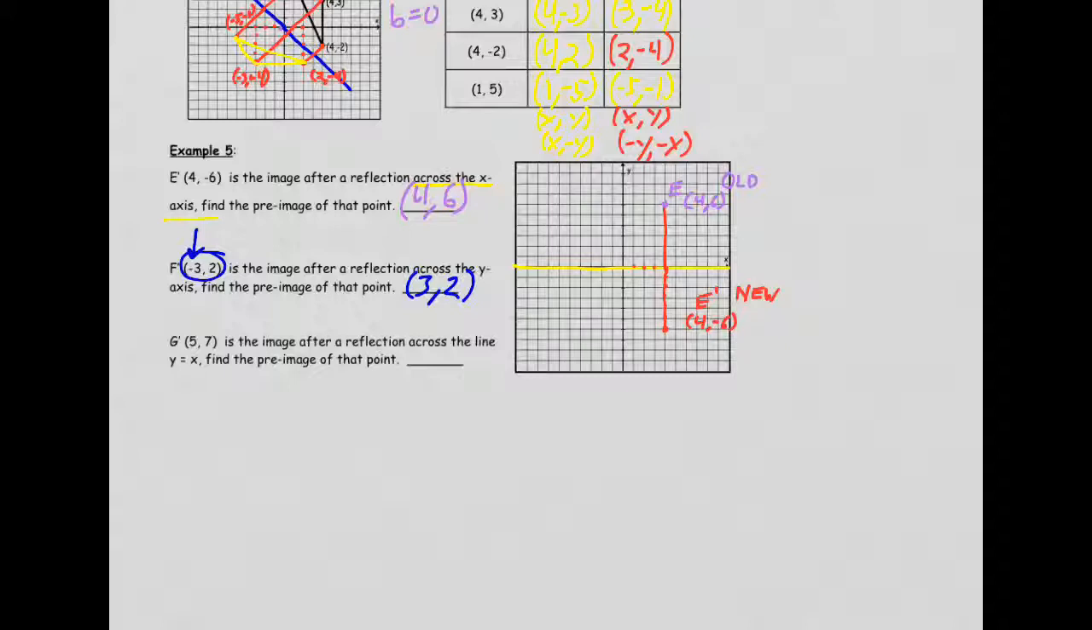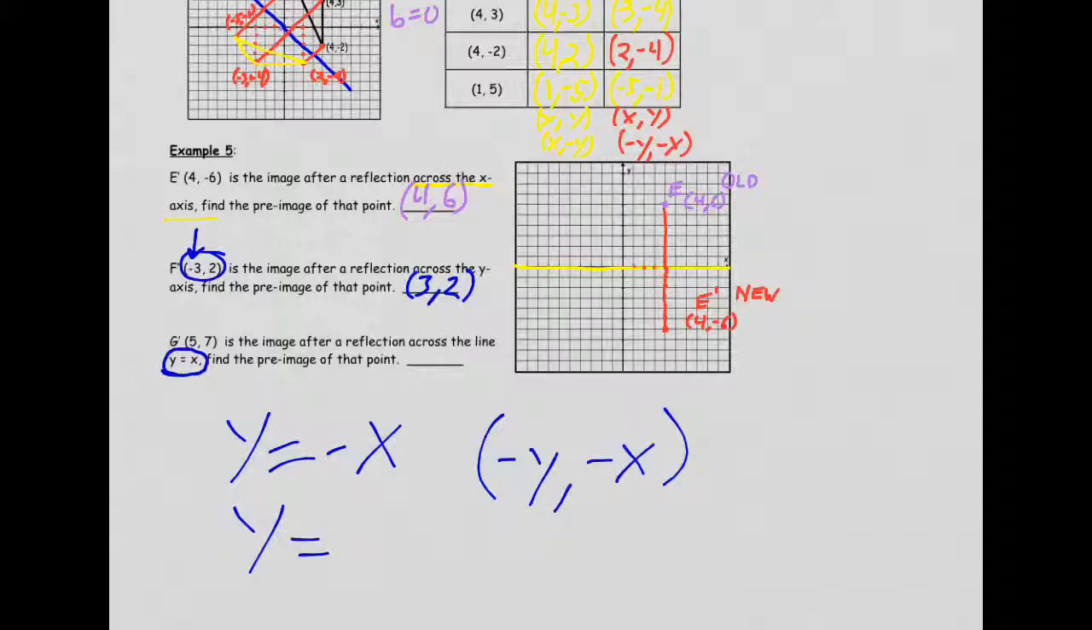All right, Edgar, what did you get for reflecting across y equals x? Well, that would be the case if we were reflecting across y equals negative x, right? Because with negative x, it switches signs and it flips them. But when you're just doing y equals x, all it does is switch them, but it doesn't flip the signs. 7, 5, that's right.